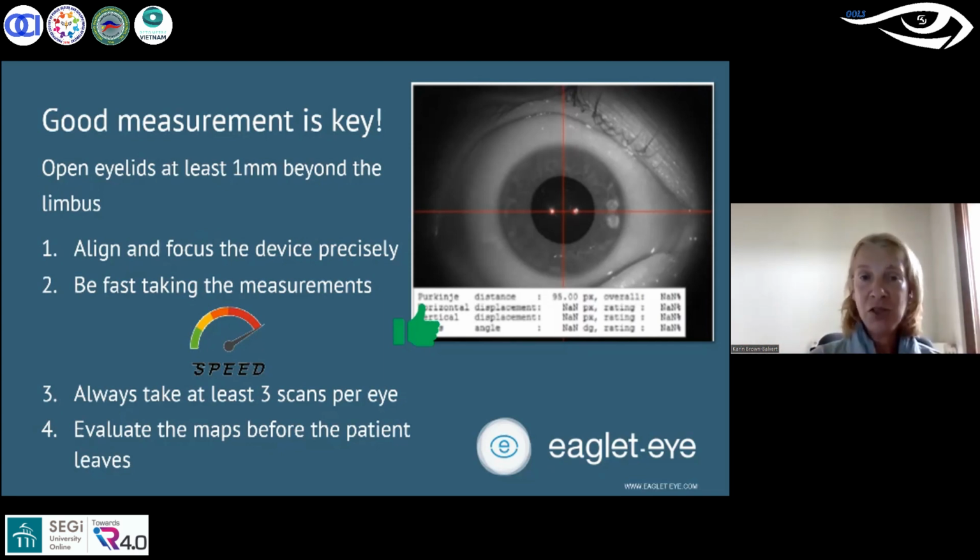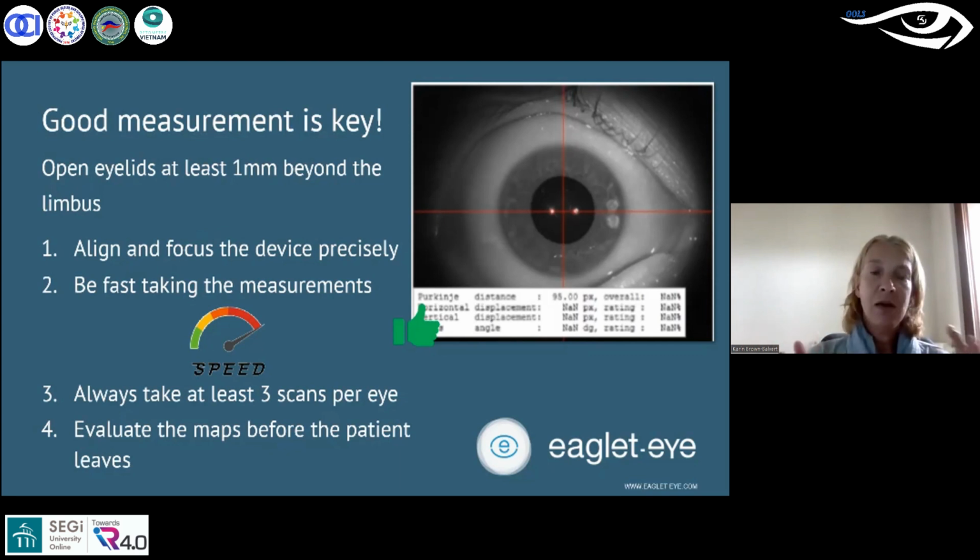You've got your patient in the chair. They haven't traveled, they haven't got to travel back for 5 hours, which in some cases is the case. So just making sure that you've got good measurements before the patient leaves. Then evaluate the maps before the patient leaves, just in case they do have to travel.